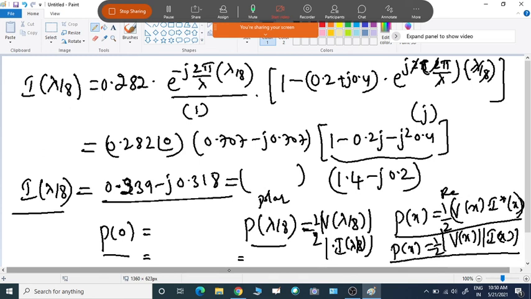Got it? Anybody? The value? Hello, Chaitra, got it? What is the value? Doing, sir. Okay, so just multiply whatever polar form magnitude you get. Similarly, for V of lambda by 8 and I of lambda by 8, divide it by 2, and you will get it.